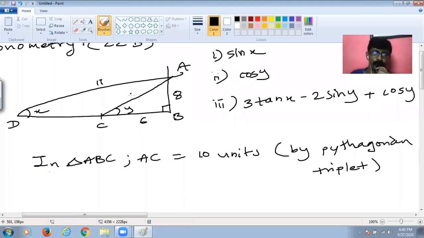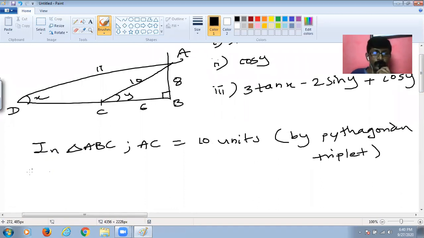So this is 10, which we have now calculated. Now this is 17 and this is 8. So in triangle ABD, what we're going to do? Look at this. In triangle ABD, I don't know what this triplet is, so I'll have to work it out, because AD is 17. That is, the hypotenuse is 17. This is 90 degrees. This is 8 centimeters.